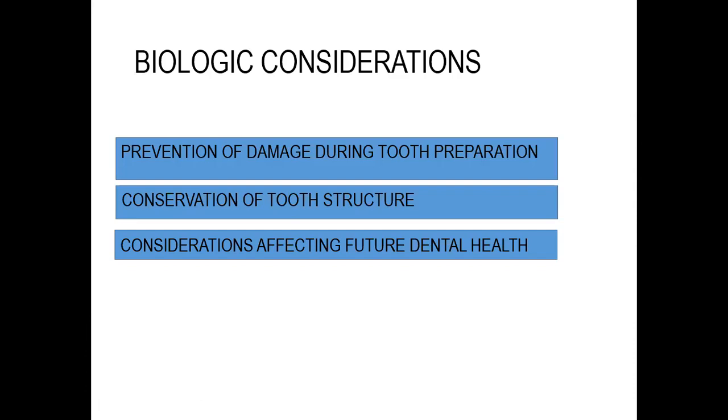To summarize, biologic considerations include prevention of damage during tooth preparation. Damage could be hard tissue damage or soft tissue damage. There are different ways to prevent it. I have already discussed it. Next is conservation of tooth structure. There are certain guidelines to be followed. Next are considerations affecting future dental health, which include axial reduction, marginal placement, marginal adaptation, and marginal geometry. All these things we have to consider. Next is occlusal consideration also. We have to follow certain guidelines. That's all about biologic consideration.